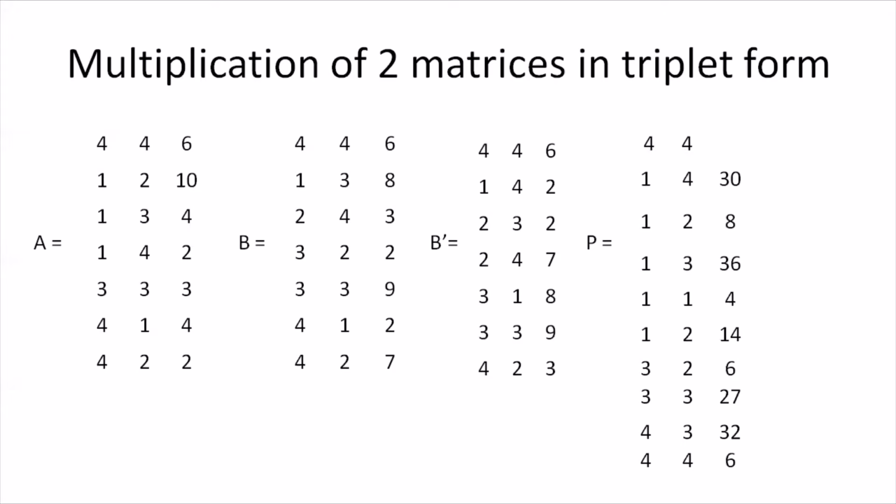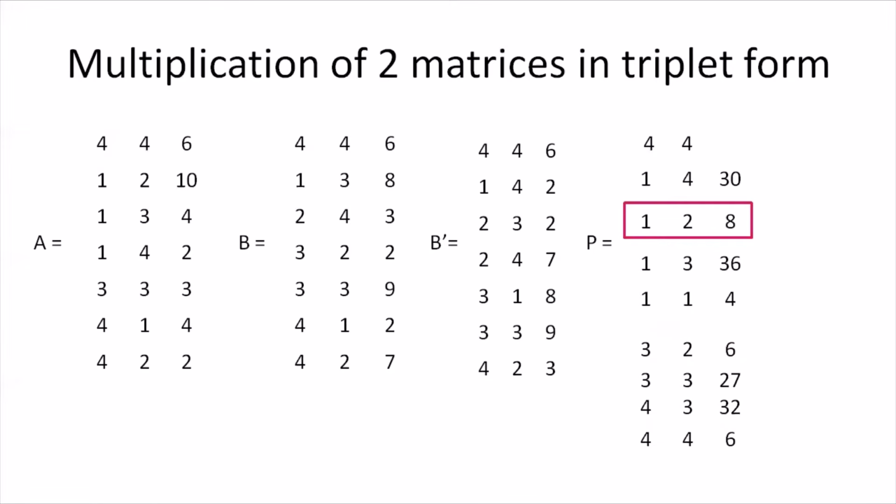Now we will scan the resulting matrix to find if there exist any two rows which have the same values in the first and the second columns. We find that these two rows have the same values in the first column as well as in the second column. So we will add the elements present in the third column of these two rows, that is 8 and 14, and we will merge these two rows while storing the resulting added value in the third column.